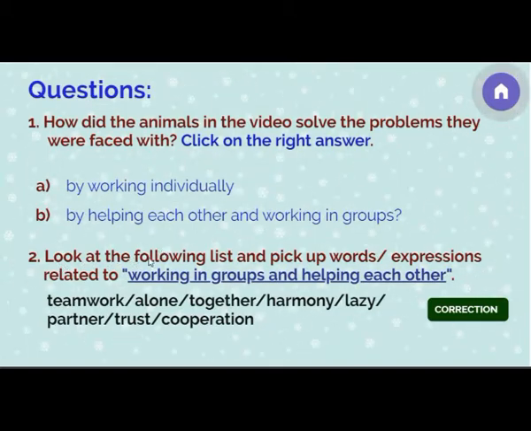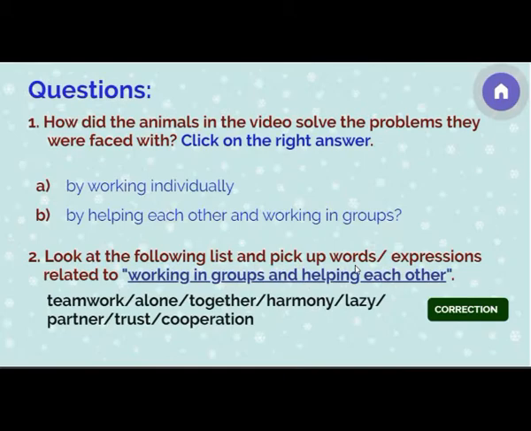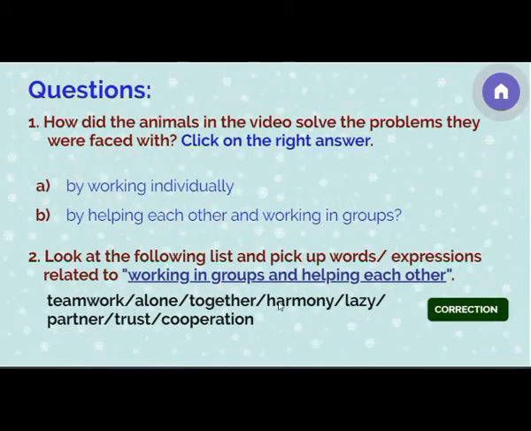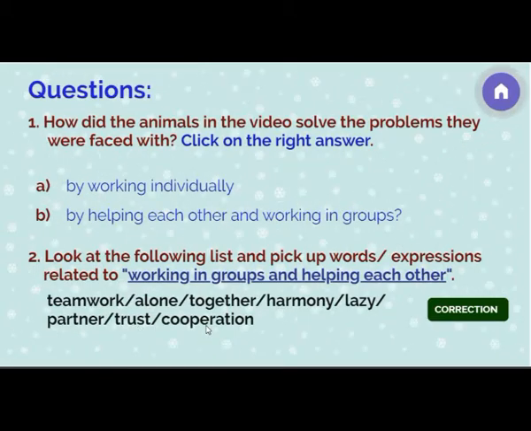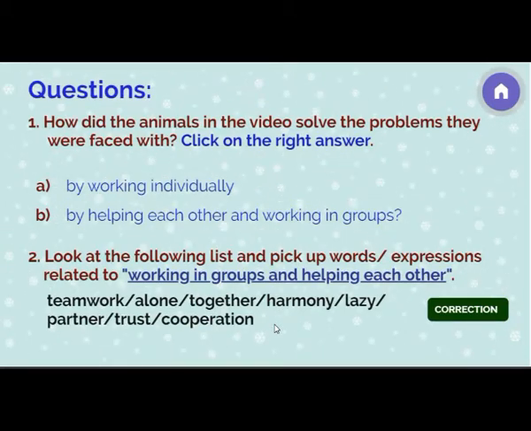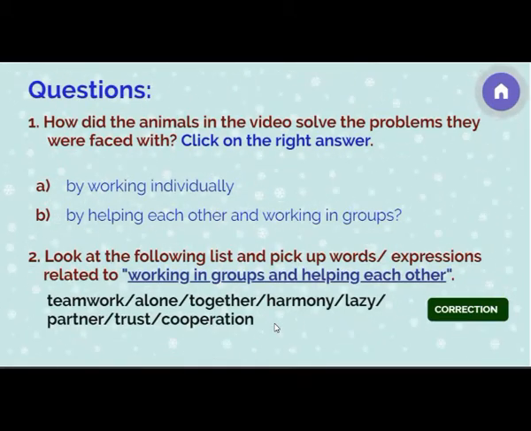So, look at the following list and pick up words or expressions related to working in groups and helping each other. So, here is the list of the words. I'm going to read it for you. Teamwork, alone, together, harmony, lazy, partner, trust, and cooperation. So I'm going to help you here. Just drop 2 words that do not belong to the topic working in groups and helping each other. I think 1 minute is enough for you to think of a correct answer.